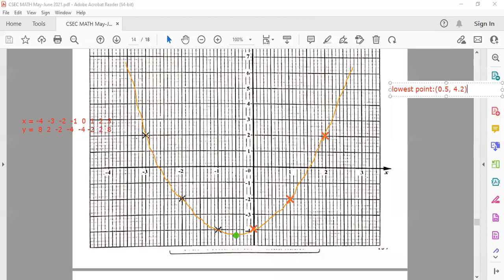Yeah. Imagine you have a perfect curve. The lowest or highest point would be the lowest point of the curvature, which is the lowest point of the graph. Make sense?